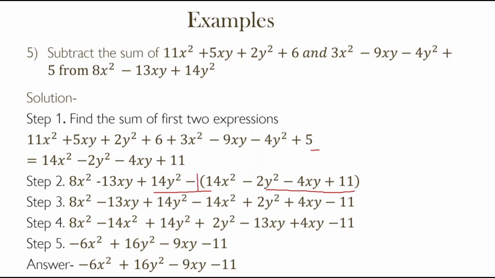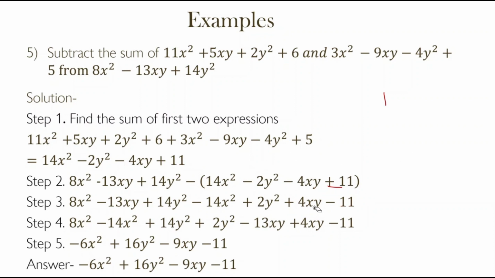Again we solve the bracket, like minus 1 times plus 14. Since there is no sign before 14, it's a hidden plus. Like we normally write 1, so it's plus 1 only, right? So minus 1 into plus 14 is minus 14. Then minus 1 times minus 2 is plus 2. Then there is minus 1 times minus 4xy, which is plus 4xy. Then minus 1 times plus 11 is minus 11, because bracket means multiplication.